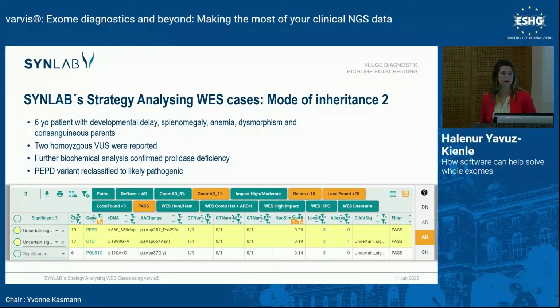And in our report, we actually mentioned that the PEPD deficiency, if the diagnosis is suspected, can be further analyzed, can be further researched. Later on, from the case after reporting, we received feedback that this was done. Actually, after receiving our report, they did the biochemical analysis and actually confirmed a prolidase deficiency. Upon this extra information, we could use another ACMG criterion that was not used initially, so we could classify the PEPD variant. I think now in the system it's a likely pathogenic variant.